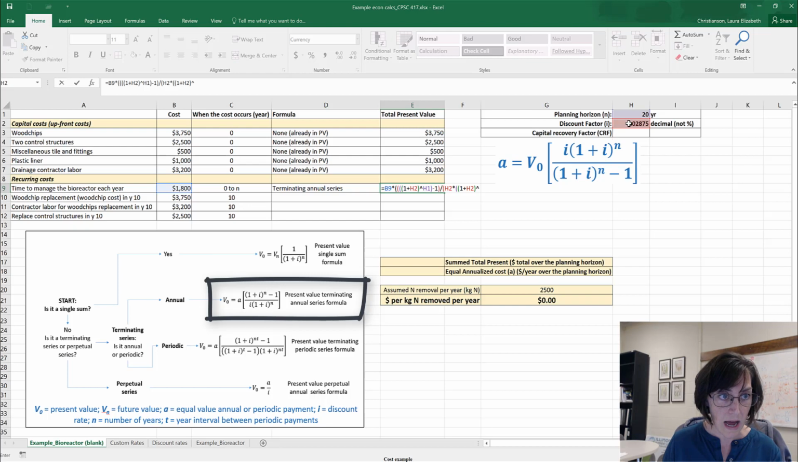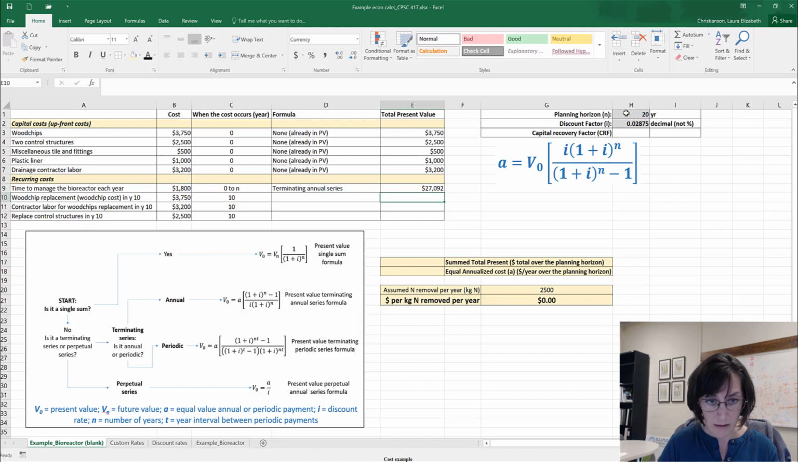So 1 plus I raised to the N. N is my planning horizon. Okay, so I in parentheses for that. I in parentheses, add in a second parenthesis to end for the bottom, for the denominator, and then I end parentheses for the entire inside part of that formula.